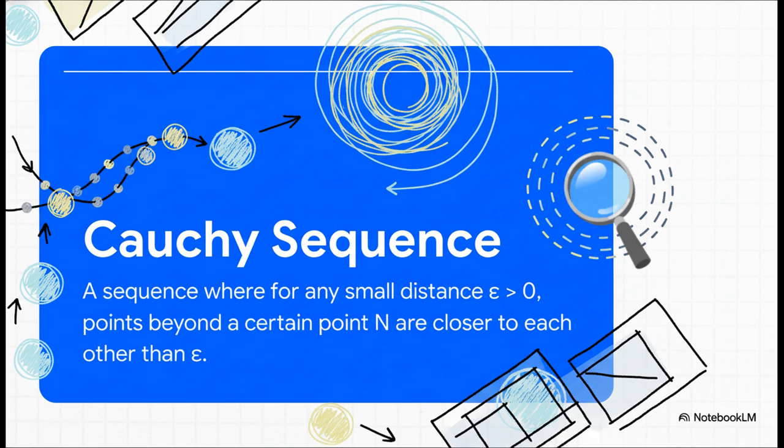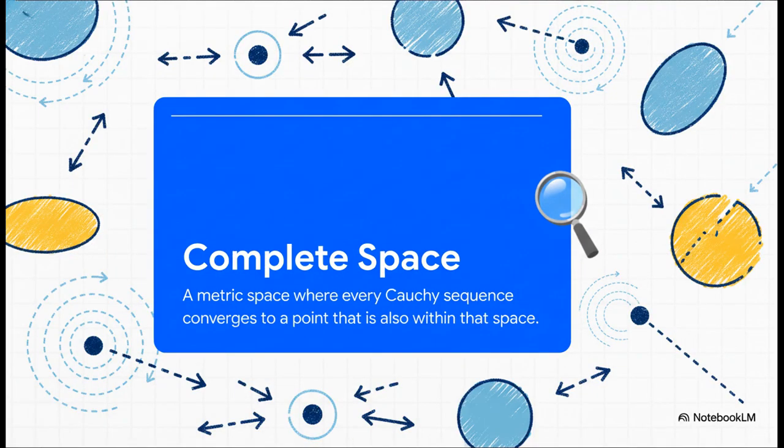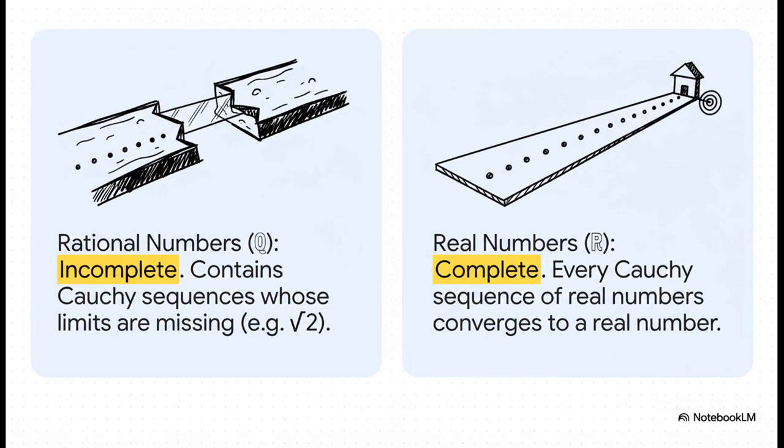It's a way of looking at a sequence and saying, hey, this thing should converge, just based on its own internal behavior. And that leads us to the solution, a complete space. A complete space is a space that basically fulfills the promise of every single one of its Cauchy sequences. If a sequence looks like it should converge, it does converge. And, this is the crucial part, its limit is right there, inside the space. No missing points, no holes. It's complete.